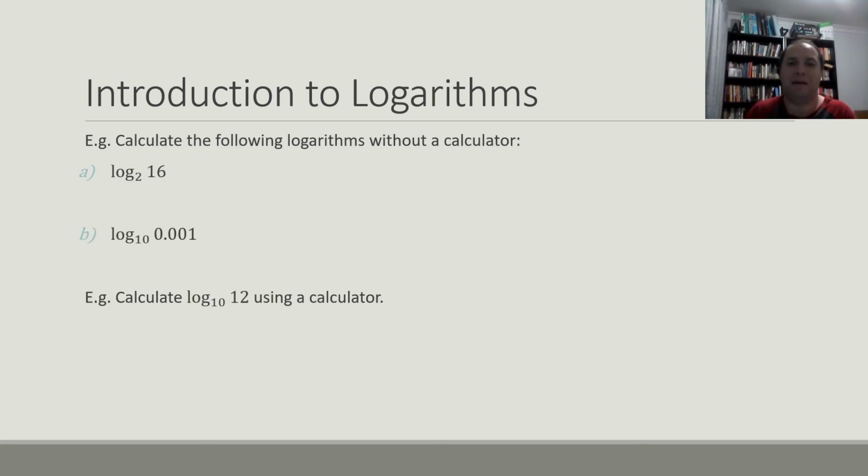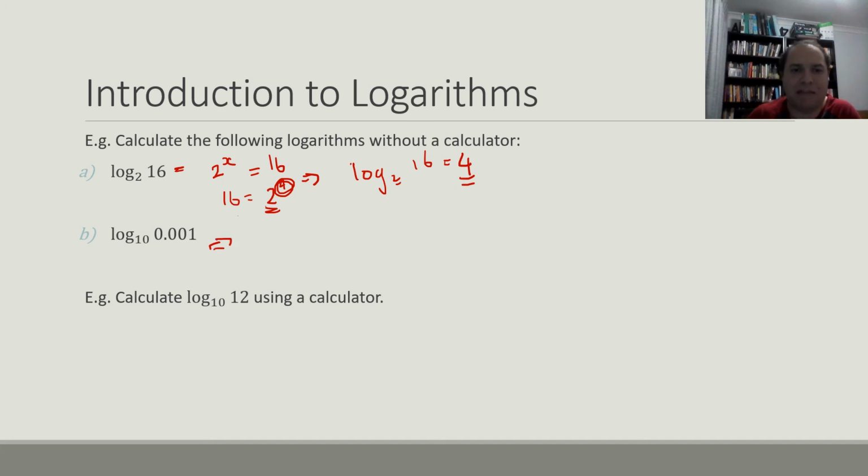Alright, let's calculate the following logarithms without a calculator. So we've got log base 2 of 16. So remember, we're reading this as 2 to what power gives us 16? Well, we know 16 equals 2 to the 4, so therefore, what power of 2 gives us 16? Well, it's this 4 value here. So log base 2 of 16, what power of 2 gives us 16? It is 4.